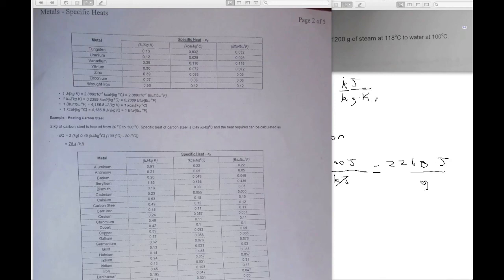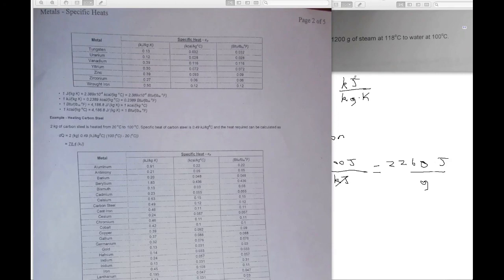This is another table that your instructor gave you. Now, they also have these other units here, too, which hopefully you're not going to be tested on. But if the problem is about calories or kilocalories, you might want to use this column. I don't think they're going to use this column here.